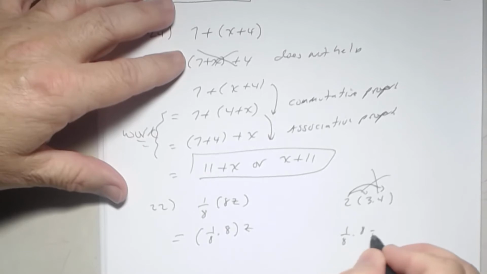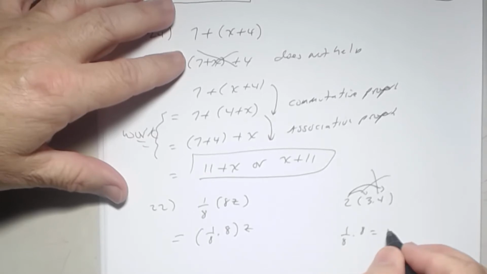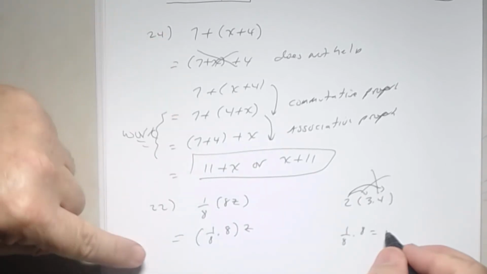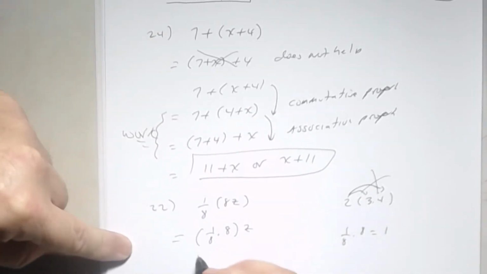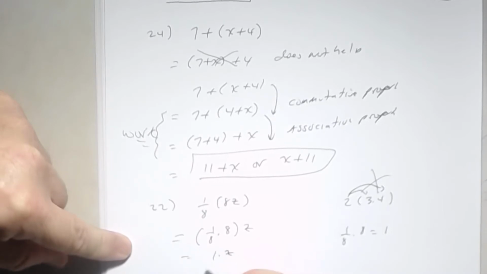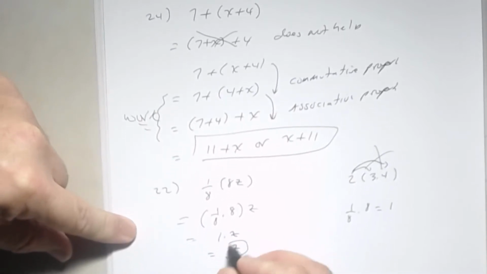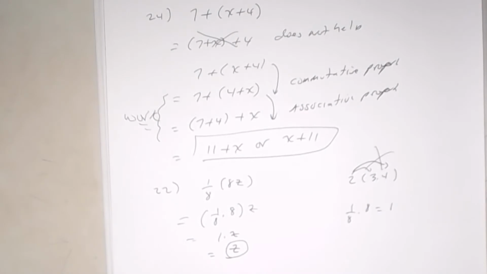What's 1/8 times 8? Okay. Now you know what to do. Okay, what's 1/8 times 8? 1. So that's 1 times z, which is just what? Z. There's your answer. The answer is just z.